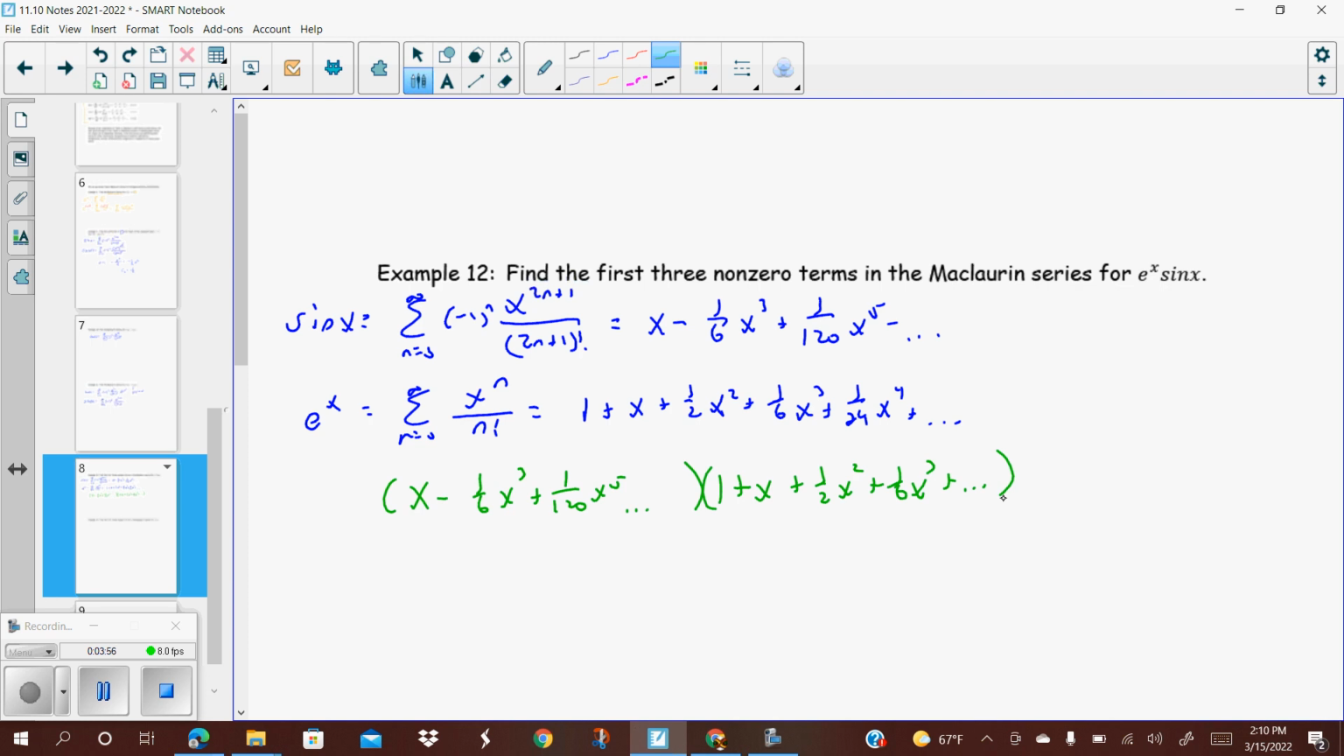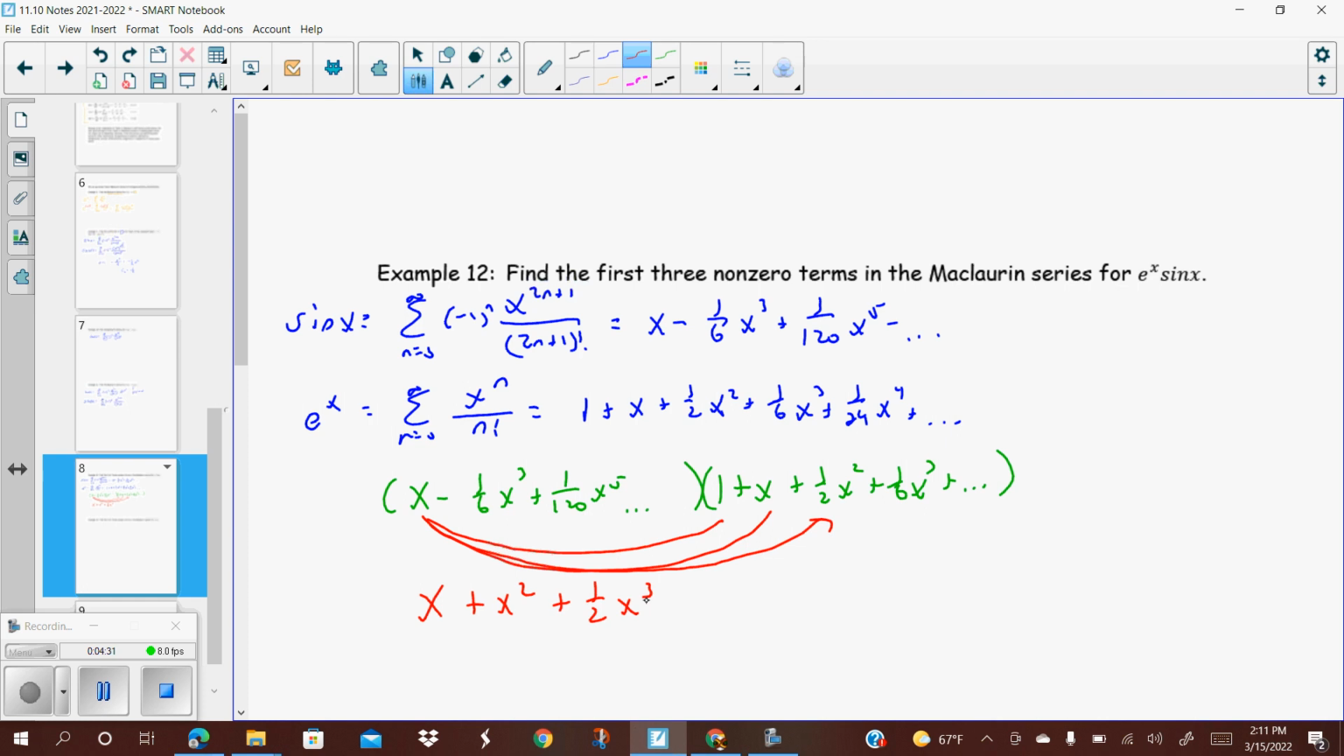All right, so the idea is I want the first 3 non-zero terms, which means obviously there can't be any zeros. We won't get any zeros out of this. But basically if we start distributing the first term times the first term here, that's going to be x. The first term over here times the second term over here is going to be x squared. The first term times the third term over here is going to be 1/2 x cubed, and so on.